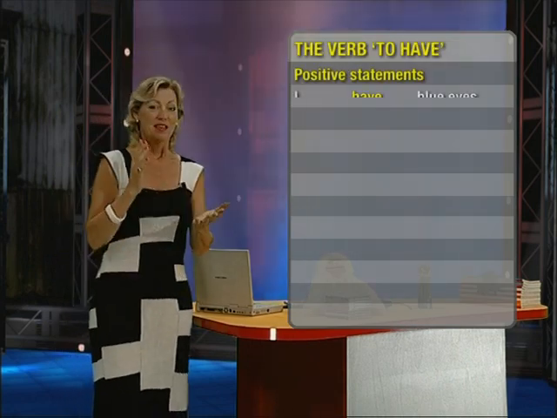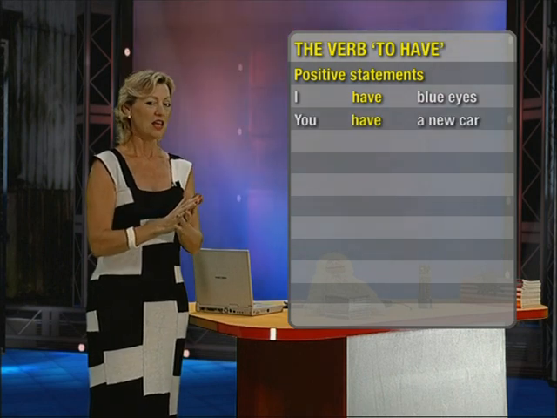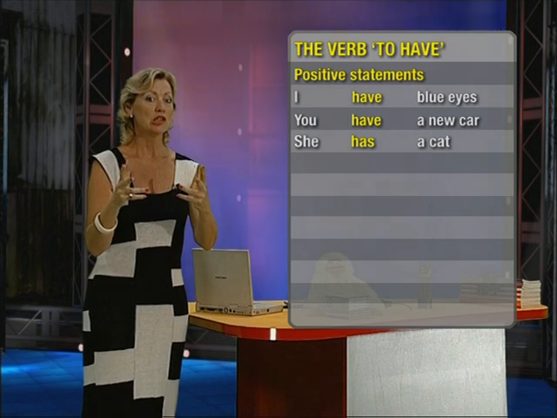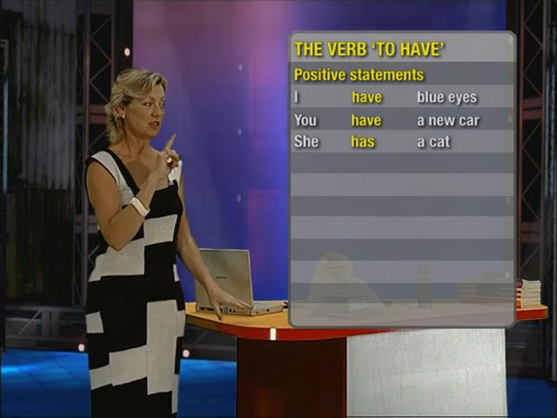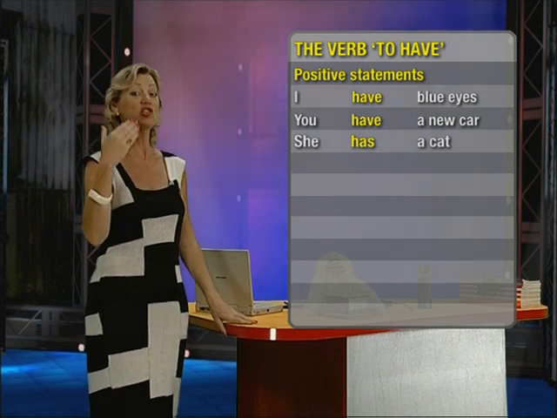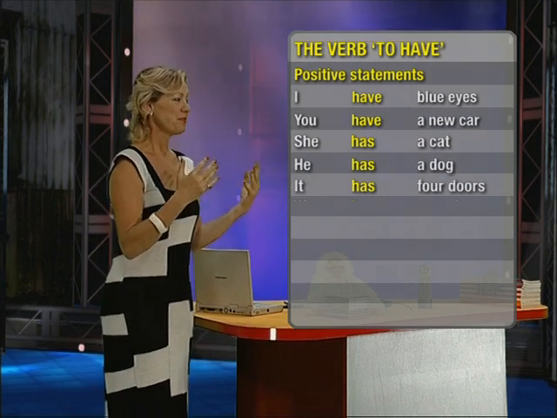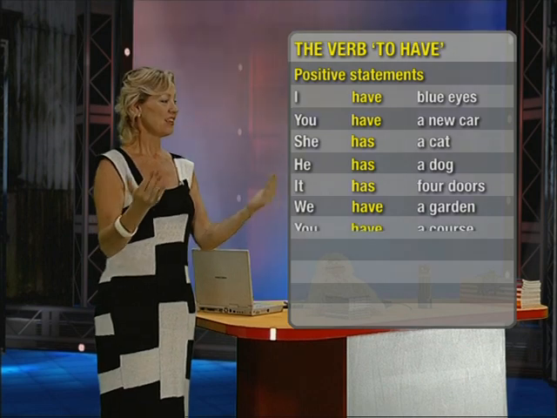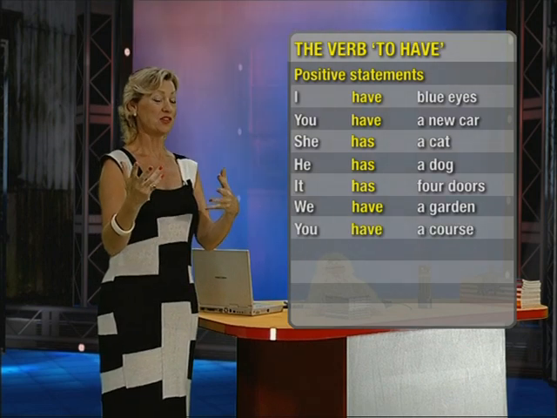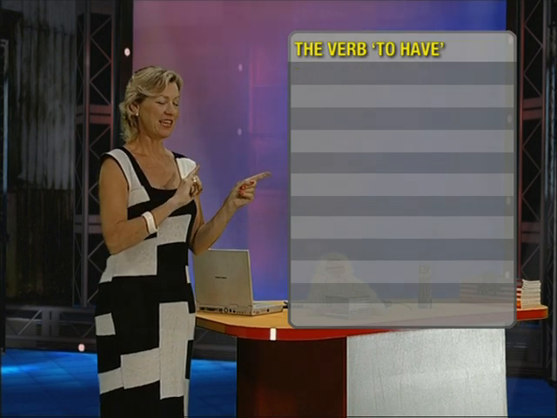So, the verb have. I have blue eyes. You have a new car. She has, third person, psst, Mr. Snake, S. Look at the spelling, H-A-S. She has a cat. He has a dog. It has 4 doors. We have a garden. You have a course, an English course. They have 3 children.